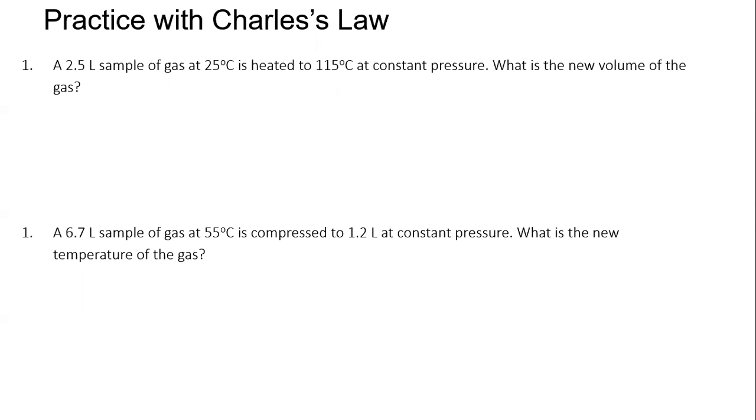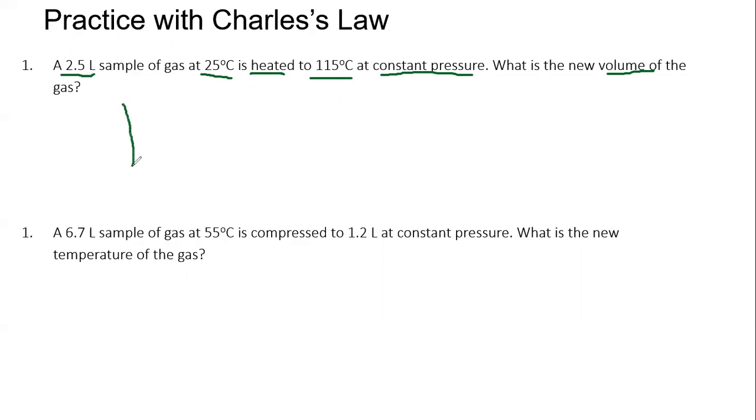So again, you may be wondering, how do I know we're using Charles's law, even though it says practice with Charles's law? What you can look at is we start with a volume and a temperature, and it says it's heated to 115 degrees. So volume has changed, and it also mentions constant pressure. And then it wants to calculate the new volume. So here we see that volume and temperature are changing. This indicates that it has to be Charles's law.